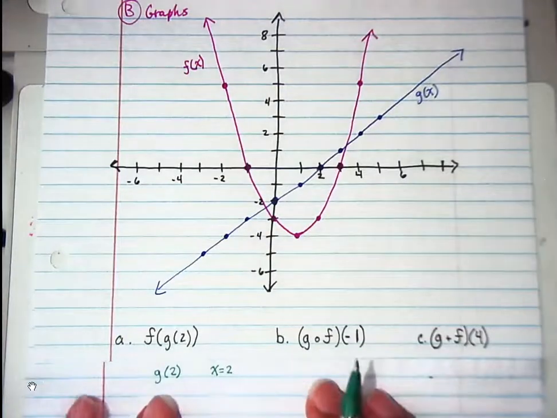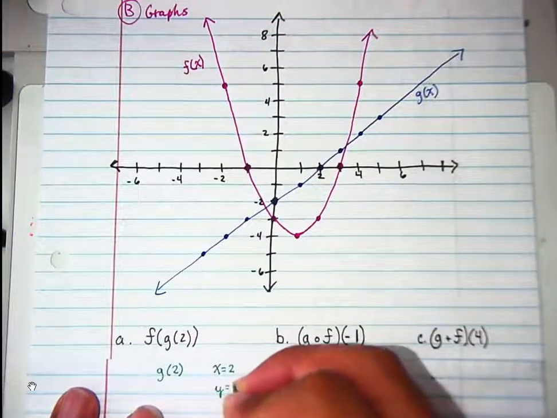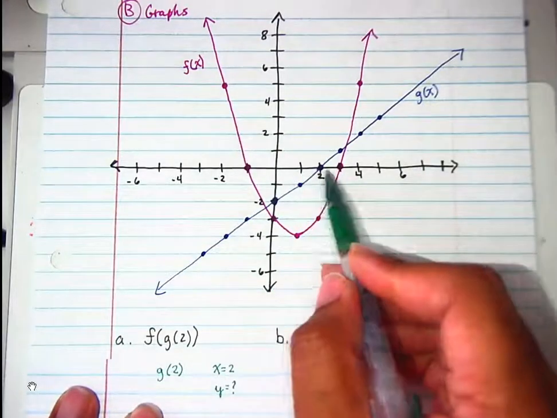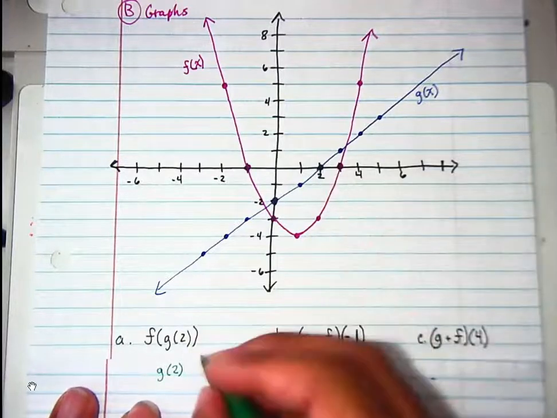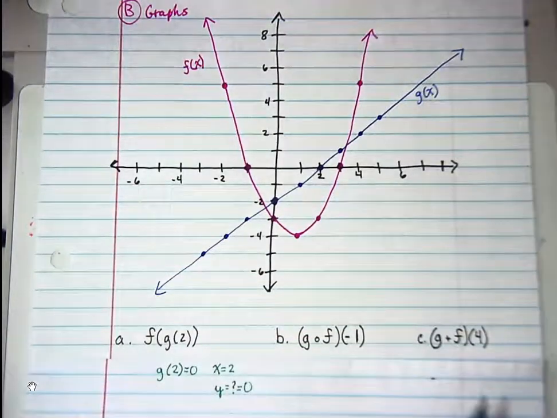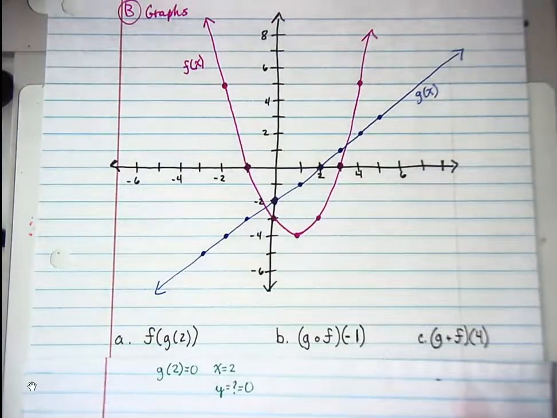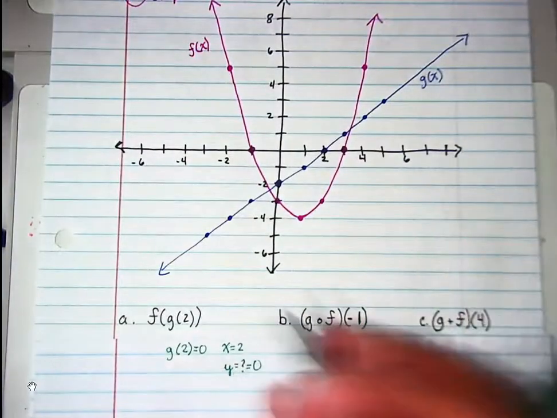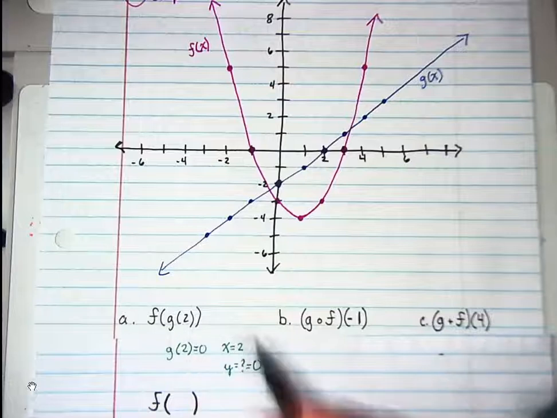On the g graph, they want to know when x equals 2, what is your y? On our blue graph, when x equals 2, what is your y value? It doesn't go up or down, it stays right there. So that equals 0. Now that we know what the inside is, g of 2 is 0. The y value is 0 there. Now we look at the outside part.